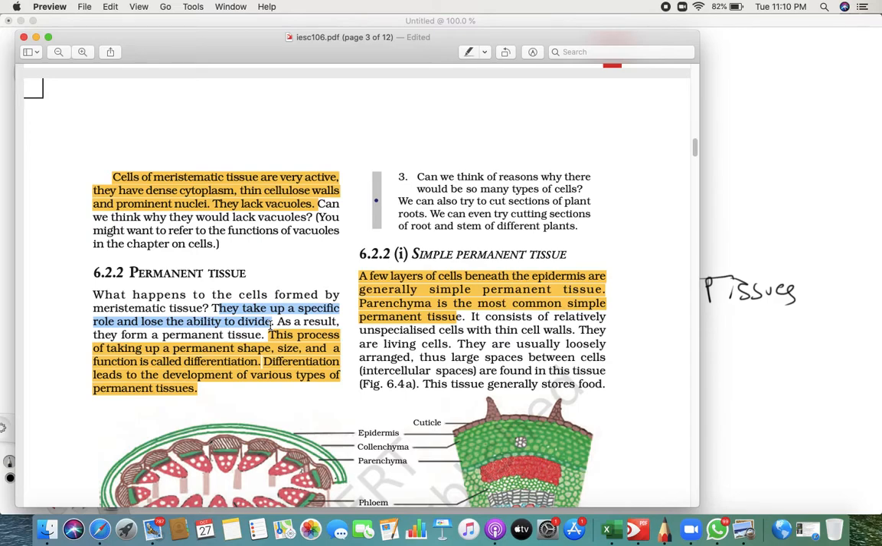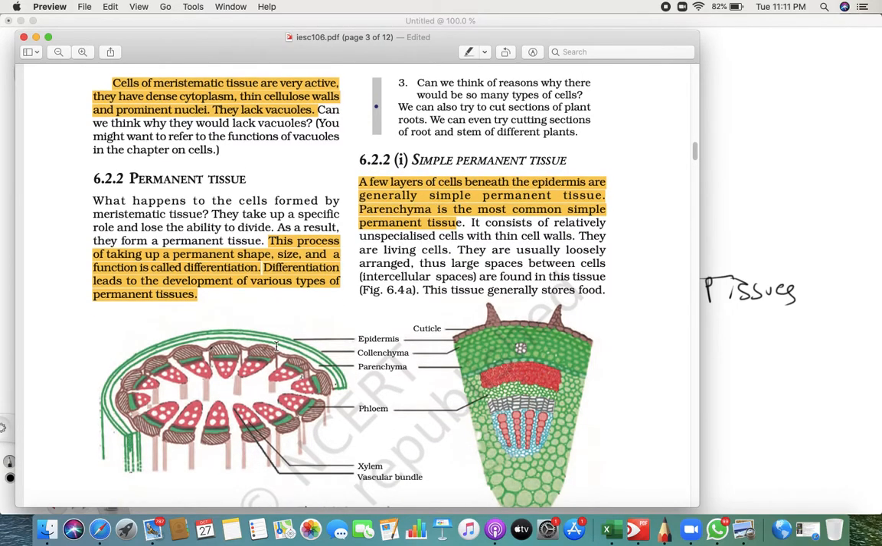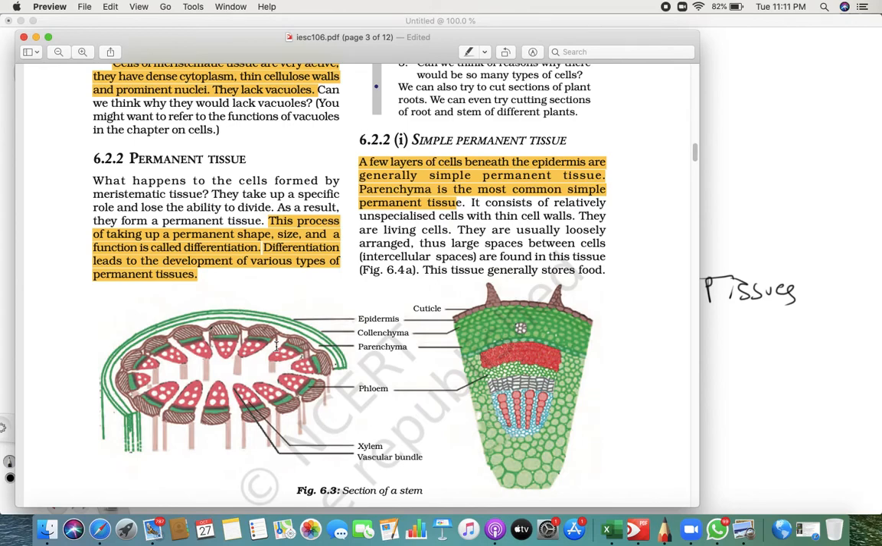They lose the ability to divide. So now they will not divide. They will take some fixed role. This process of taking a permanent shape, size and function is called differentiation. So what is differentiation? They stop dividing. The process of taking such permanent shape, size and function, we call differentiation. And differentiation leads to permanent tissue. So which process gives you permanent tissue? Differentiation.